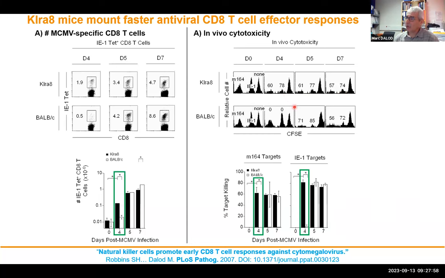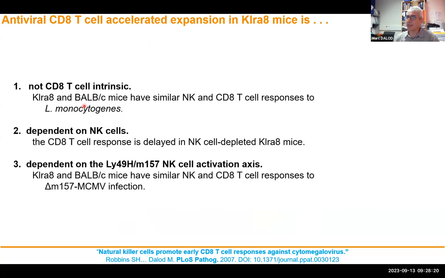But at day 4, you have killing only in the Ly49H mice, with 60 to 70% killing of MCMV peptide-expressing target cells, but you have no killing in BALB/c, confirming that you already have efficient cytotoxic T cells in Ly49H mice at day 4, but not yet in BALB/c. So Ly49H mice mount faster antiviral CD8 T cell responses as compared to BALB/c mice.